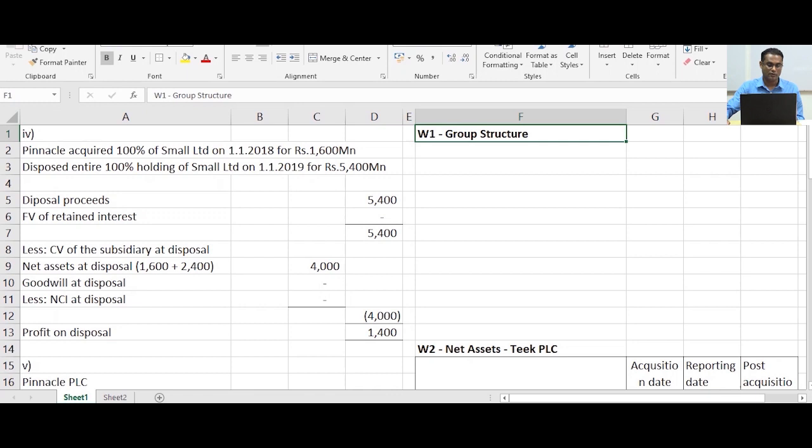It was acquired on 1st January 2018, 100%, and it was disposed of on 1st January 2019, the entire holding. Your financial year ended 31st December 2019. So with regard to Small Limited, there is nothing to be consolidated during the current financial year, as it was disposed of at the very beginning of the financial year. Okay. So what I am going to write here is the information relating to the acquisition of Teak PLC.